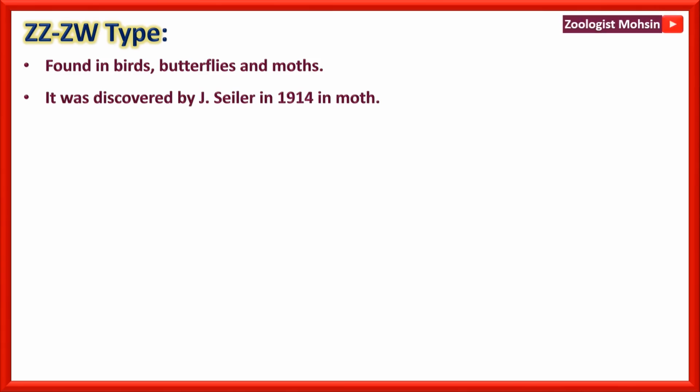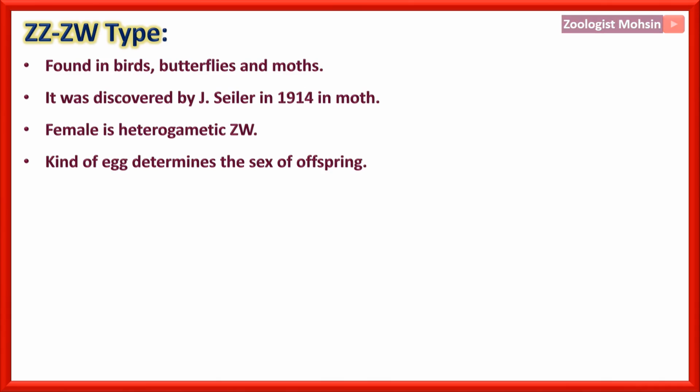ZZ or ZW type of sex determination. It is found in birds, butterflies and moths. It was discovered by J. Seiler in 1914 in the moth. Female is heterogametic, ZW, that is opposite to the X or XY system. Kind of egg determines the sex of offspring. ZZ is male while ZW is female offspring.